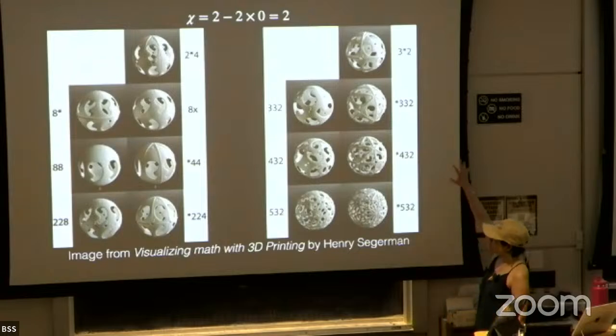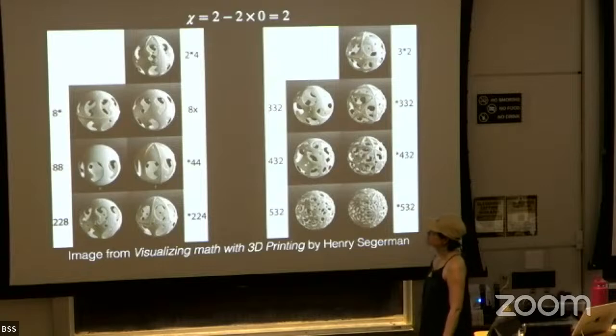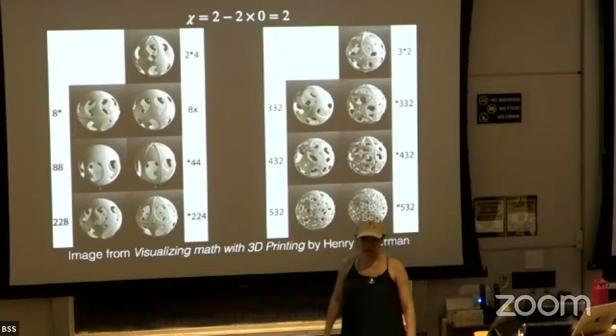Basically we can do that combinatorics again, and anything that has Euler characteristic 2 gives these spherical orbifolds. Here are all of the symmetries. A lot of them have infinite families of symmetry.